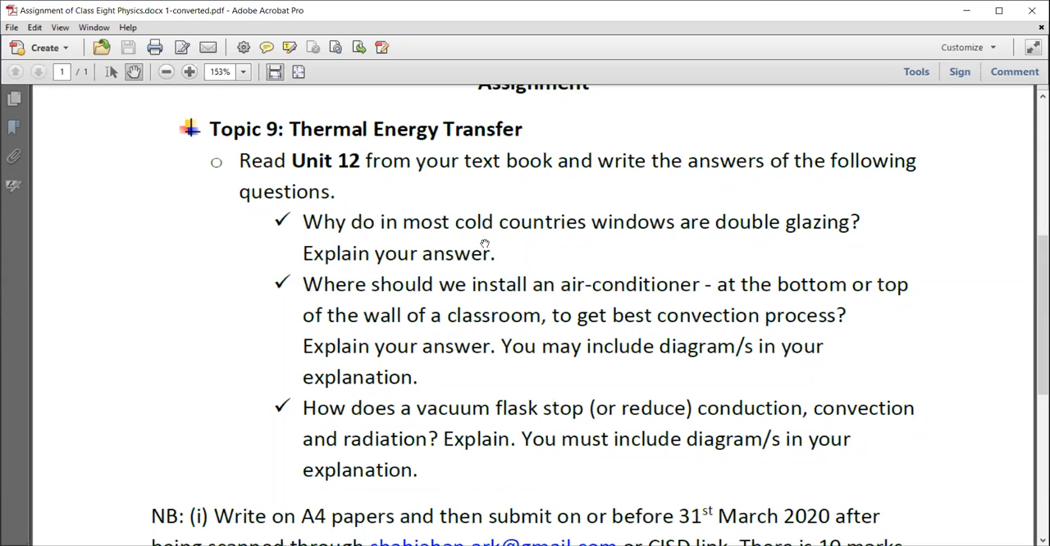Yes, sir. Now convection. How is convection stopped? Convection needs to circulate the molecules, right? In this arrangement, the vacuum is not allowing the liquid to transfer heat to the next layer.